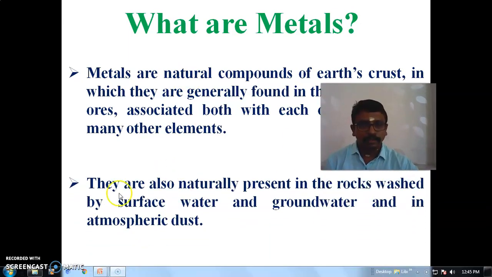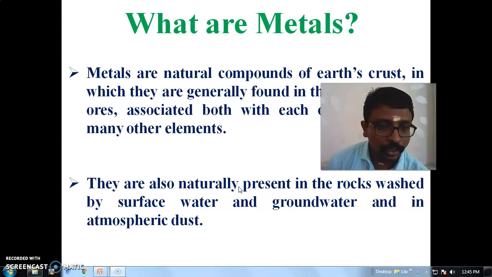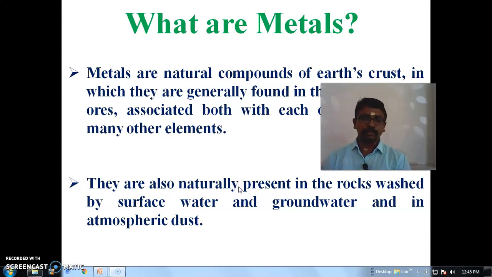They are also naturally present in the rocks washed by surface water and groundwater, and in atmospheric dust. So these metals are naturally found in rocks, surface water, groundwater and atmospheric dust. From that the metals can be obtained.